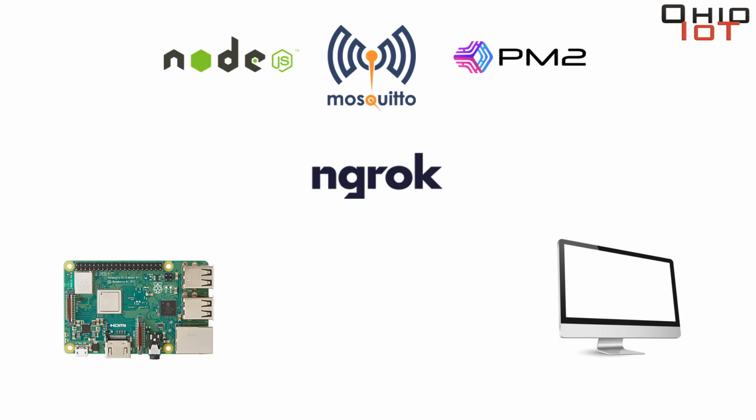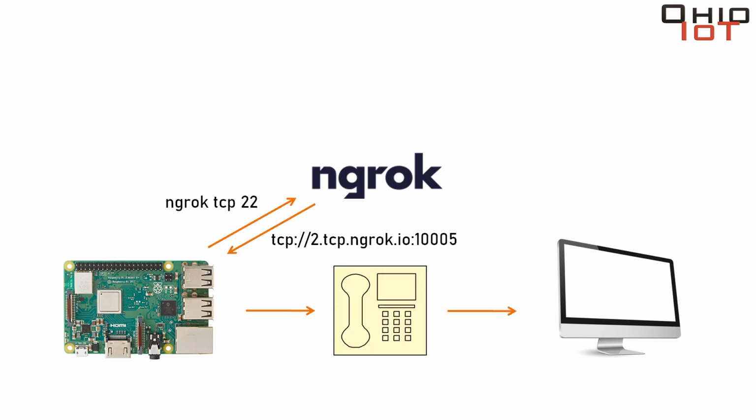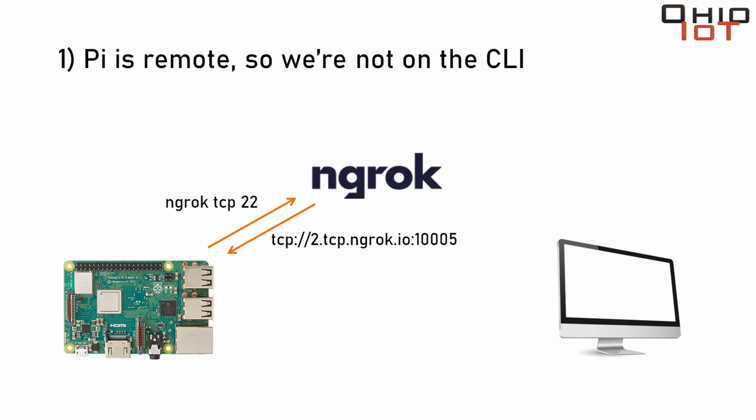So we need to bring in some other technologies to make that happen. If we're going to use this to access from our local computer, the idea would be that we're going to call the service, it returns a URL, we somehow phone that into our local computer, and then our local computer uses that information to access the tunnel. This raises three questions. First, the Pi is remote, so we're not on the command line, so we can't type this command. That problem resolves quickly.